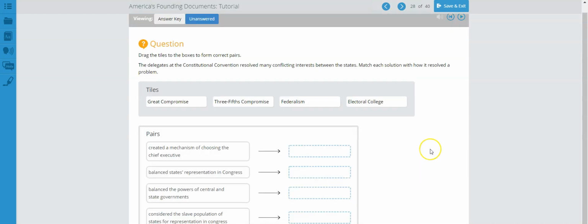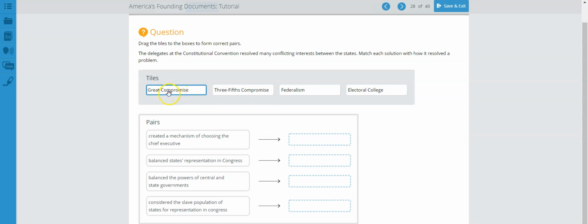Let's move on. We are now on page 28 of the American Founding Documents tutorial, and this activity is fairly simple. All you're doing is grabbing these tiles here, which have concepts such as the Great Compromise, the 3/5 compromise, federalism, and electoral college, and plugging them right here, anywhere they belong. Make sure that you know exactly what each one is. This way you can plug them in the first time and hit submit, and you should be able to move on to the next activities.